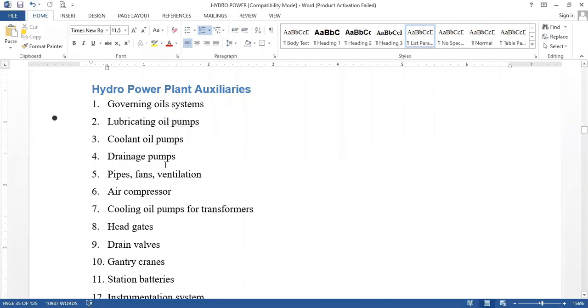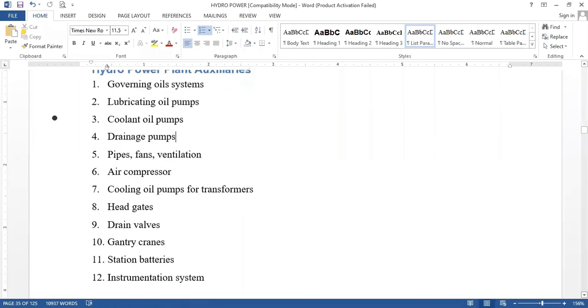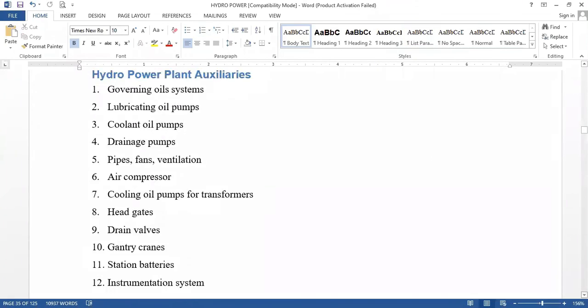Then coolant oil pumps, drainage pumps, pipe, fan, ventilations, air compressors, cooling oil pumps for transformers, head gates, drain walls, gantry cranes, station batteries. Earlier we have seen this, and the instrumentation system.